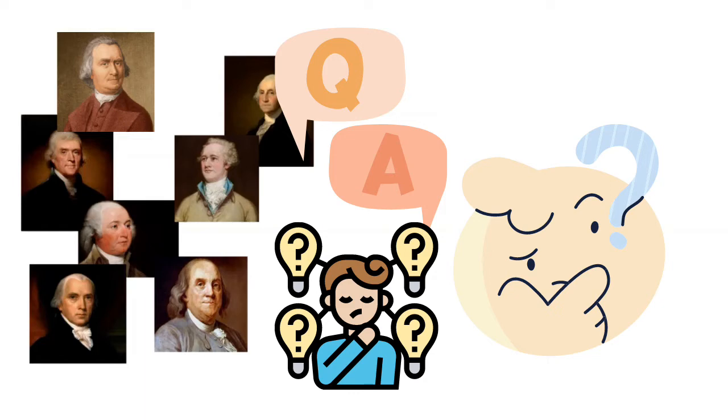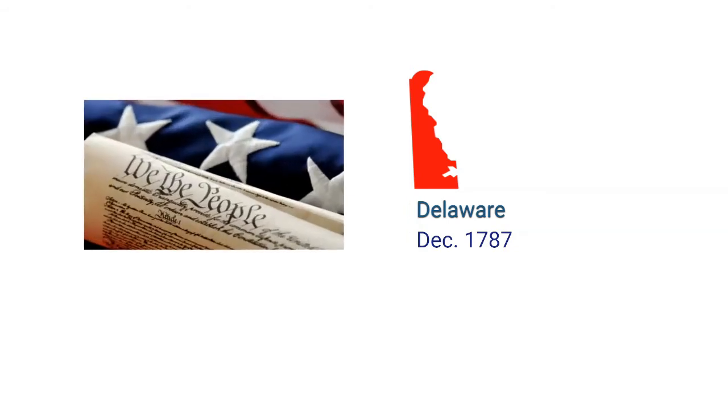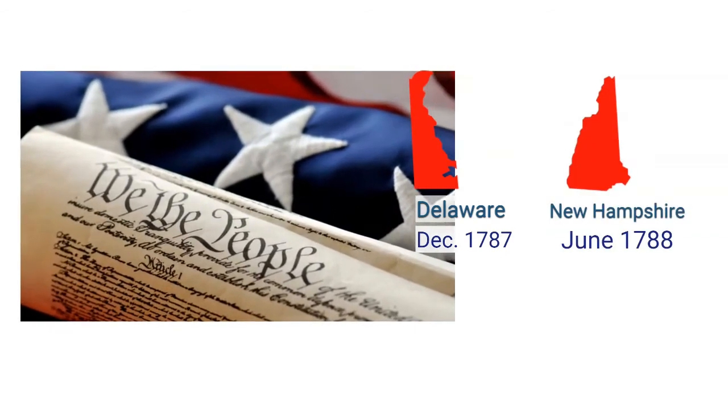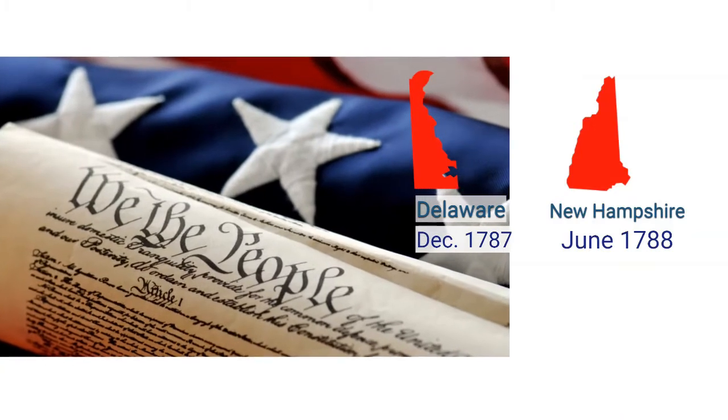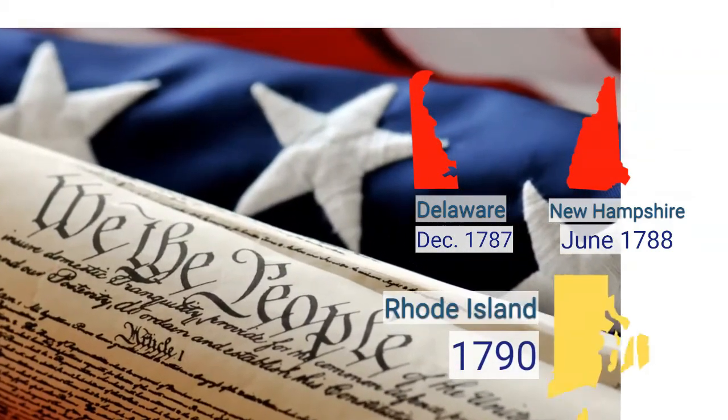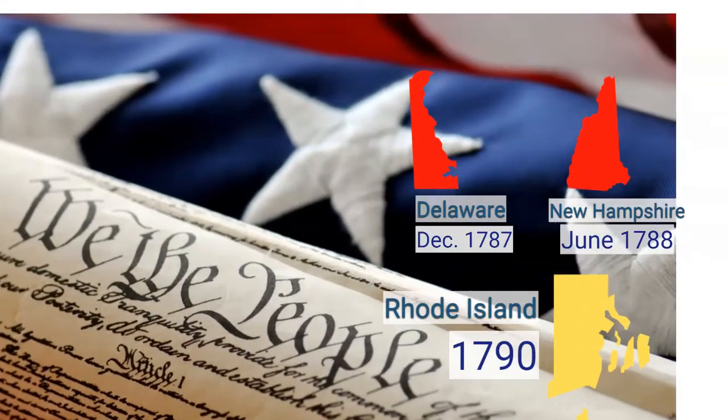The first state that ratified the Constitution was Delaware, in December 1787. The next one that really matters is the 9th state that ratified, which made the Constitution official, and that was 6 months later, in June 1788: New Hampshire. And the last state that ratified the Constitution, in 1790, was Rhode Island. By then, all 13 states had ratified the Constitution.